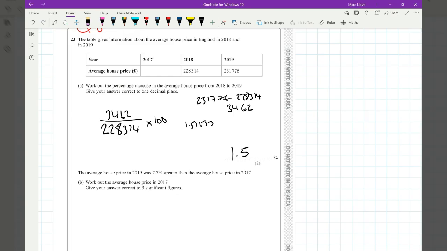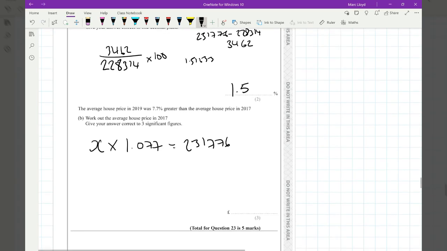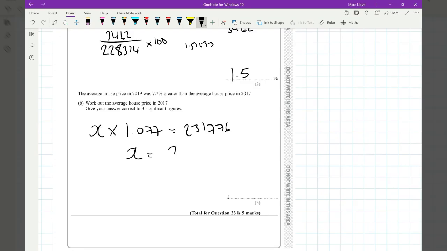Okay, the average house price in 2019 was 7.7% greater than the average house price of 2017. That means that if you had the house price of 2017 and you multiplied it by 1.077, you would get the house price of 2019, which is 231776. We can therefore reverse that process by dividing that number. 231776 divided by 1.077.